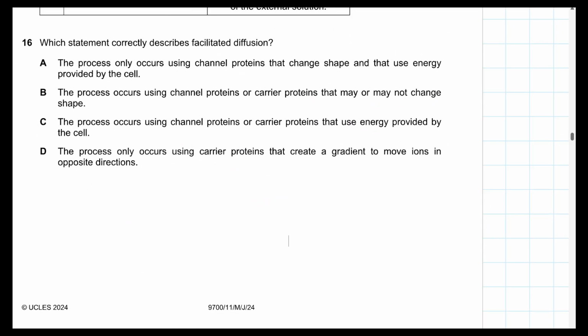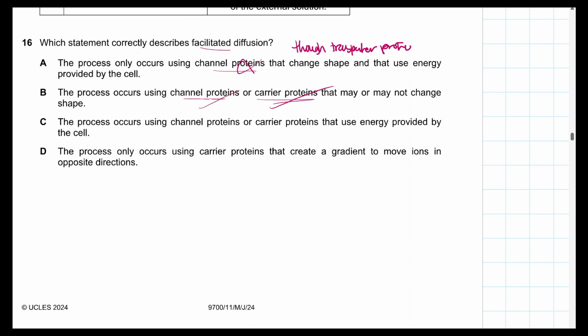Question number 16, which statement correctly describes facilitated diffusion? So facilitated diffusion is the movement of molecules down the concentration gradient through a transporter protein. Therefore, it's facilitated. Now, let's see the suggestions that we have here. A, the process only occurs using channel proteins that change shape and that use energy provided by these cells. So this is incorrect. It occurs either by using channel proteins or carrier proteins, which either change shape or don't. Therefore, this is incorrect.